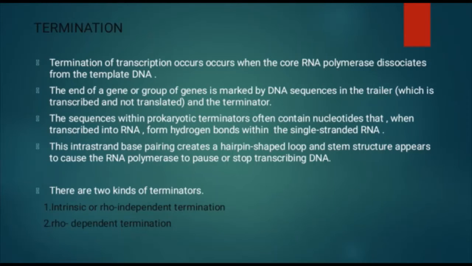Sequences within the prokaryotic terminator often contain inverted repeat nucleotides. When these nucleotides are transcribed into RNA, they form hydrogen bonds within the single-stranded RNA. This intrastrand base pairing creates a hairpin-shaped loop and stem structure. Once the hairpin loop and stem structure appears, that tells the RNA polymerase to stop transcribing DNA. There are two kinds of terminators present in prokaryotes: intrinsic or Rho-independent termination and Rho-dependent termination.